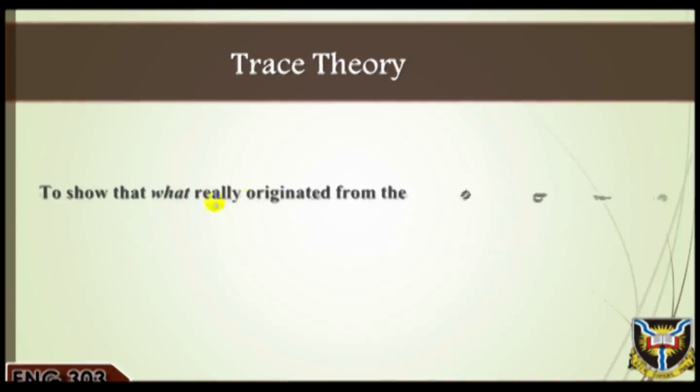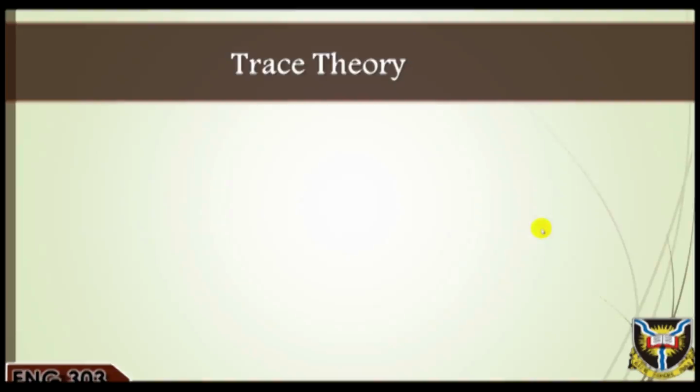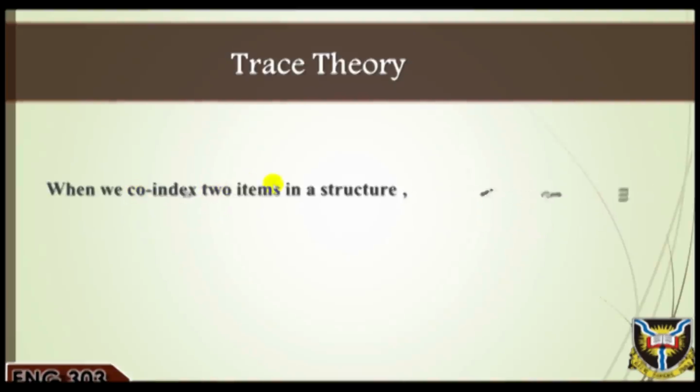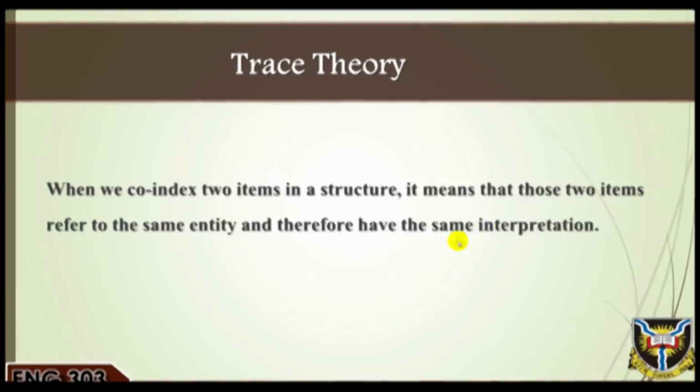To show that what really originated from the object position of the verb write, a mark is subscripted to both t and what. This is called co-indexing. When we co-index two items in a structure, it means that those two items refer to the same entity and therefore have the same interpretation.